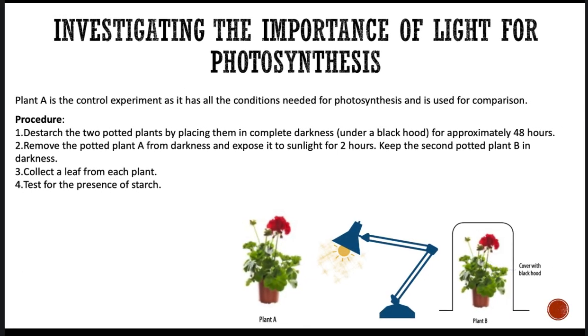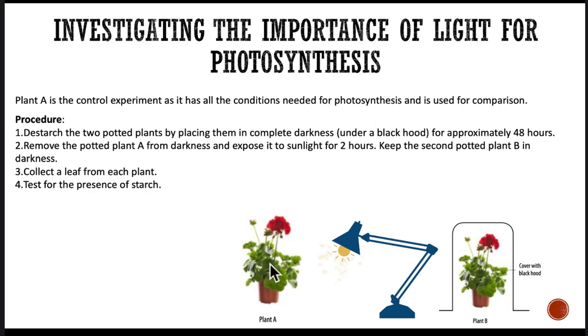Investigating the importance of light for photosynthesis is a very interesting experiment. You would have two plants. So plant A is considered as a control in this experiment as it has all the conditions needed for photosynthesis to happen, and it is used for comparison with the other plants.